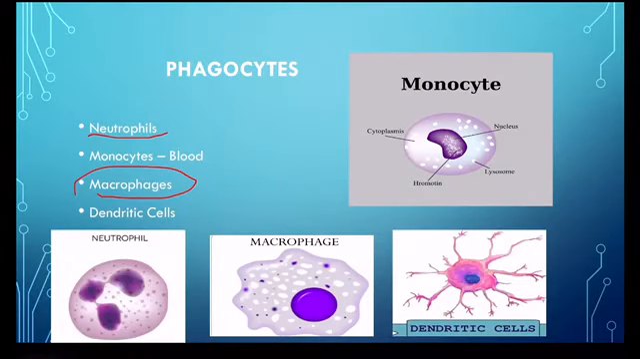Let us see the structures of these cells which are involved in the phagocytosis process. The first one is neutrophils. Neutrophils are also called PMLs, polymorphonuclear leukocytes. PML means polymorphonuclear leukocytes.